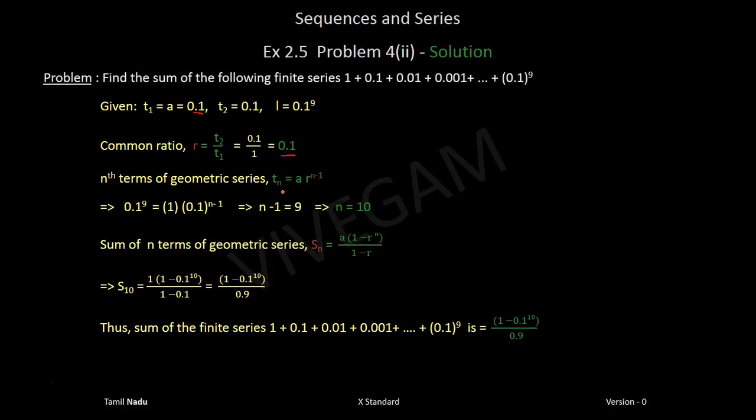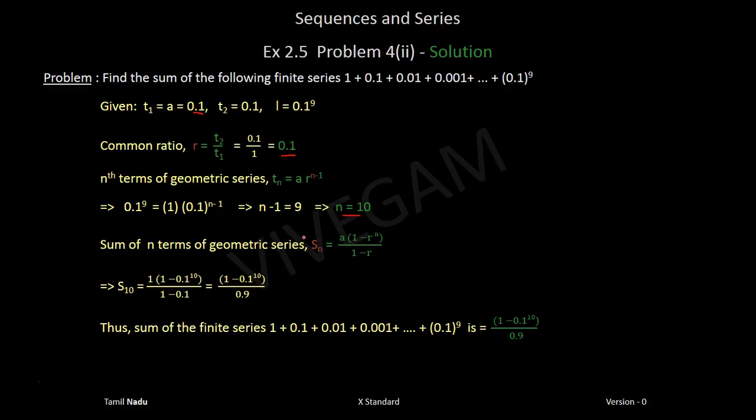Now the nth term of the geometric series is given by Tn equal to A into r to the power of n minus 1. We know Tn, which is 0.1 to the power of 9, A is 1, r is known from this step, and n we can calculate. So this equation becomes 0.1 to the power of 9 equal to 1 into 0.1 to the power of n minus 1. 1 into 0.1 to the power of n minus 1 is 0.1 to the power of n minus 1. So n minus 1 will be equal to 9, and n will be equal to 9 plus 1, that's 10. You got it? If the two exponentials are equal and the bases are equal, then their powers will be equal. So n minus 1 will be equal to 9. That is how we are getting this answer.